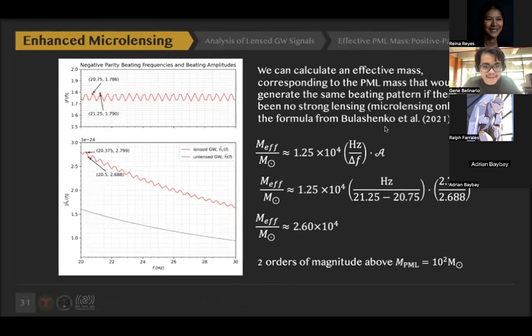So we just employed the findings from Bulashenko to have an effective mass that should be a lower bound for the PML. However, we see that with the presence of SIE, the mass of the PML obtained from the lens gravitational wave signal will increase by 3 and 2 orders of magnitude for positive and negative parity GW lensing.